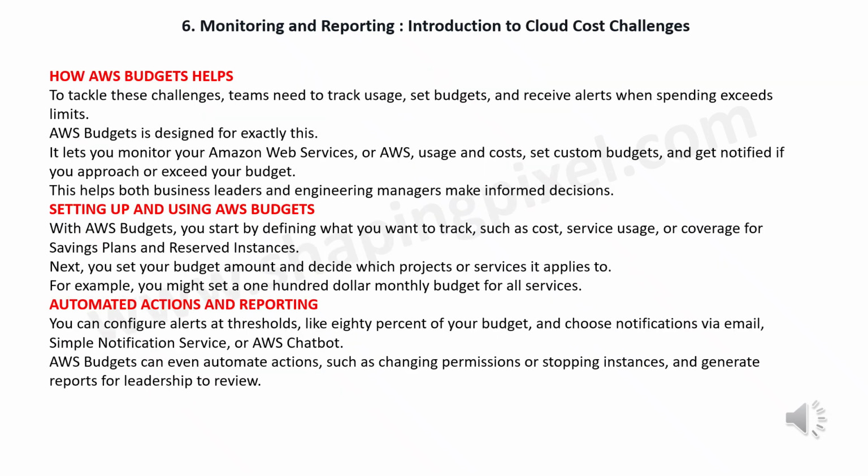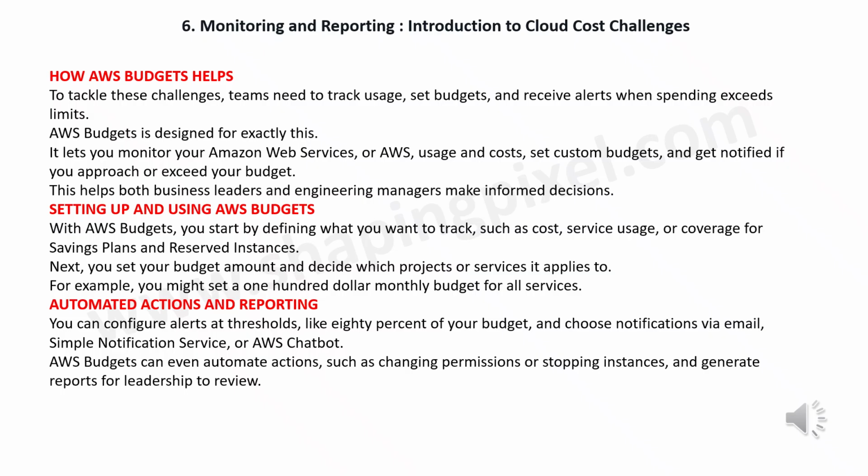Before cloud computing, companies had predictable costs thanks to fixed procurement processes. Contracts were signed up front, and expenses were easy to track. But with the shift to the cloud, costs have become variable. While this brings speed and flexibility, it also makes it harder to understand and control spending. Now, application and finance teams must collaborate more closely to manage budgets effectively. To tackle these challenges, teams need to track usage, set budgets, and receive alerts when spending exceeds limits.